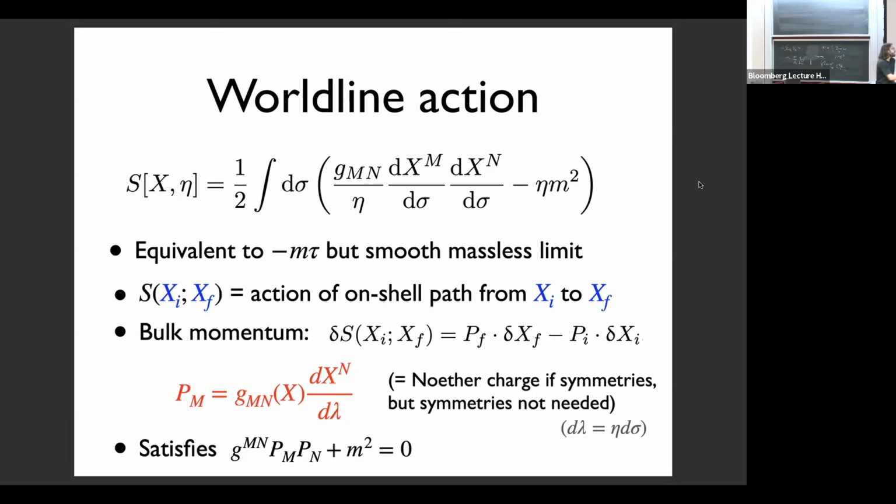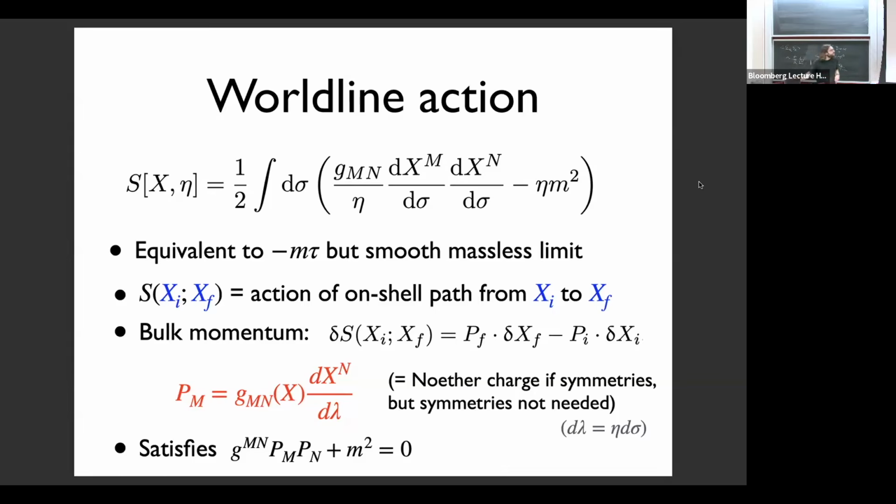So if you have a close boundary, you have at least locally a translation symmetry. What I call the momentum coincides with the Noether charge from translations. But deep in the bulk, where I don't have the symmetry, momentum is just defined from this action to be this. But it always satisfies this mass shell condition.